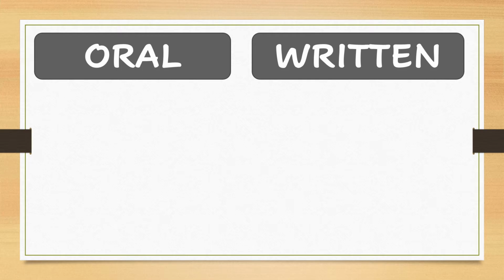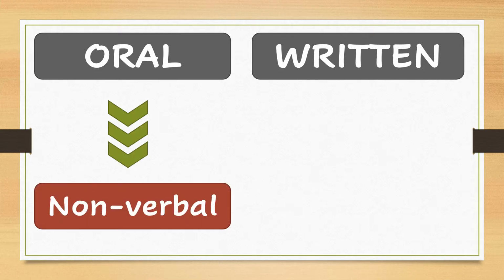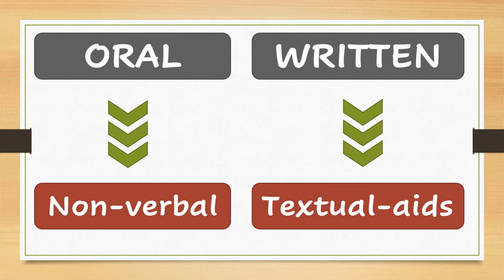For information delivered orally, nonverbal clues such as the tone of the voice and the facial expression of the speaker can help the audience decipher exactly what the message is. For written information such as news, the clues are called textual aids.